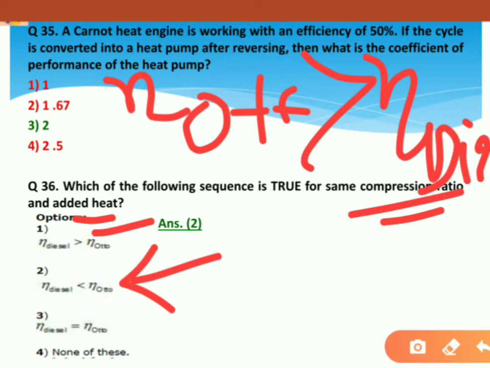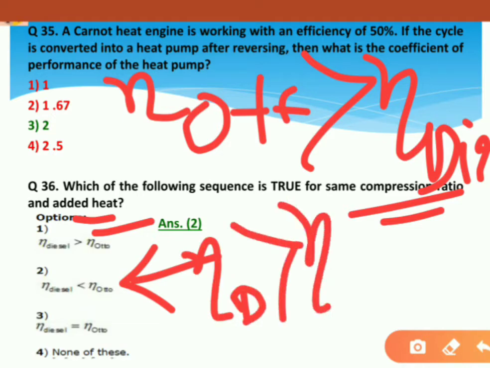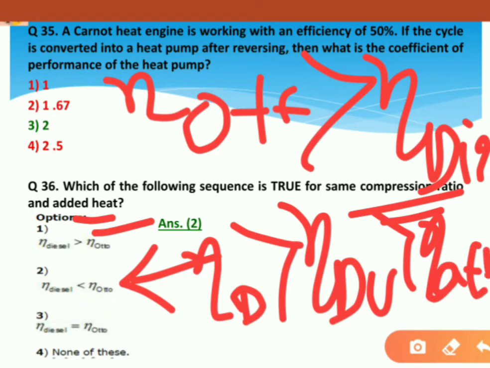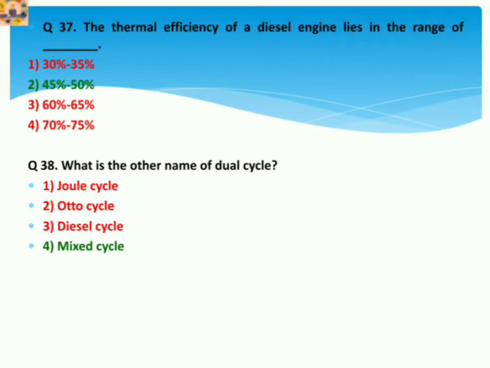But always remember one more thing: if it says same peak pressure, same peak temperature and same heat rejection, then you have to write that efficiency of diesel must be greater than efficiency of dual, which must be greater than efficiency of Otto in that case. But here option 2 will be the correct answer. Let's proceed to next question.